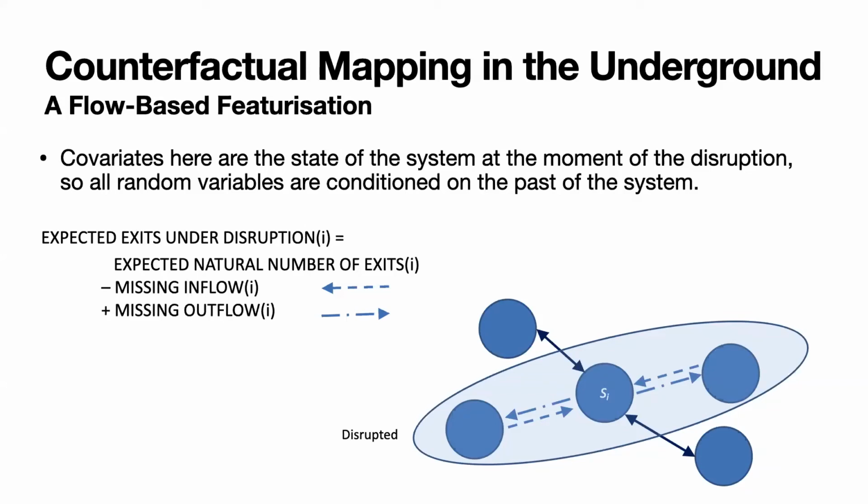But also, there are people who cannot continue past SI. So these are what I call the missing outflow. They cannot continue past SI, so they might leave early at that station. So the missing flow will subtract from the counterfactual. The missing outflow would add to the counterfactual. So I can create some generic templates.